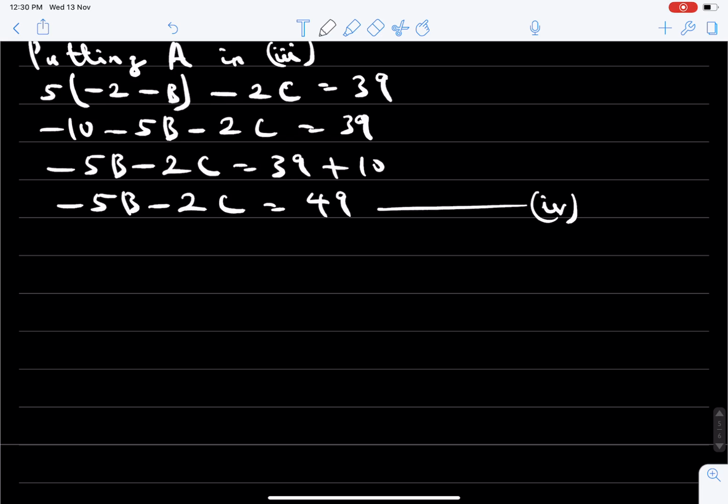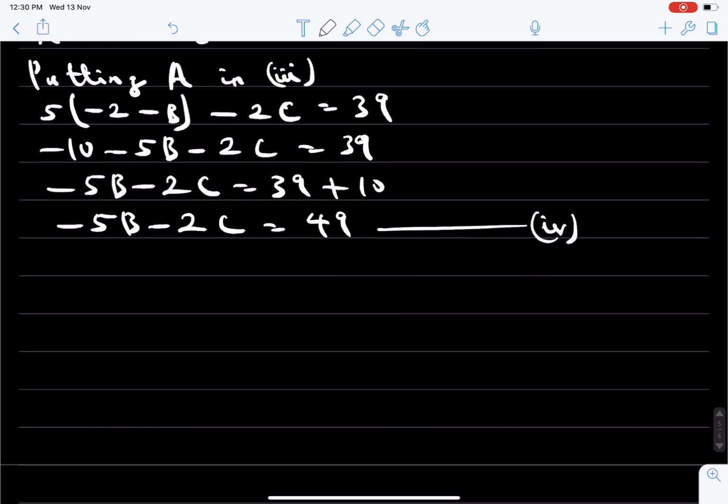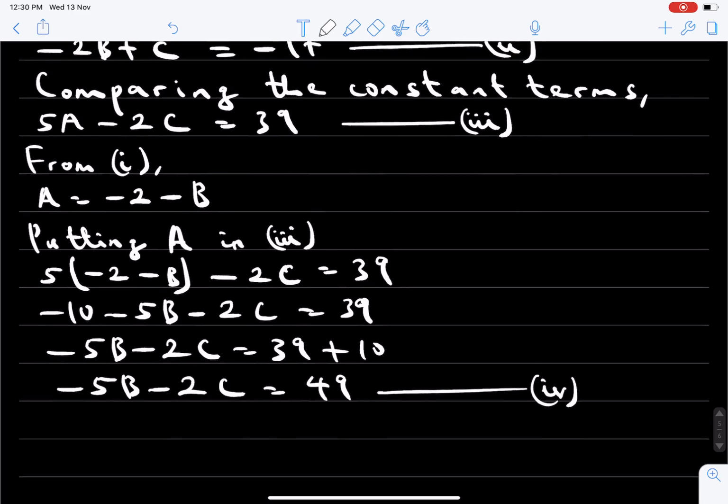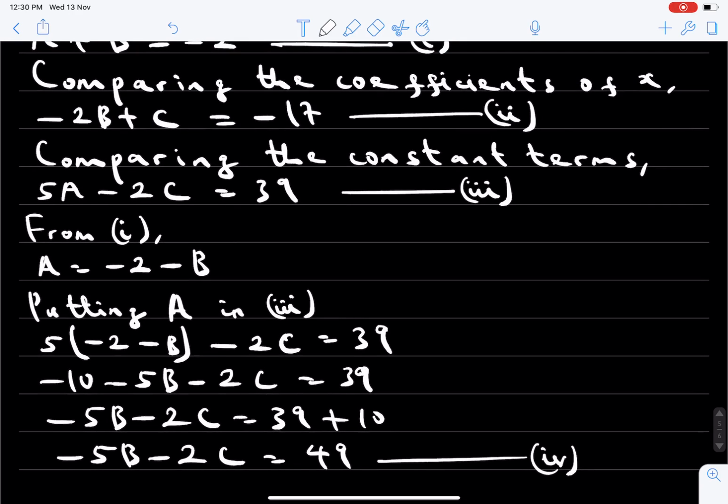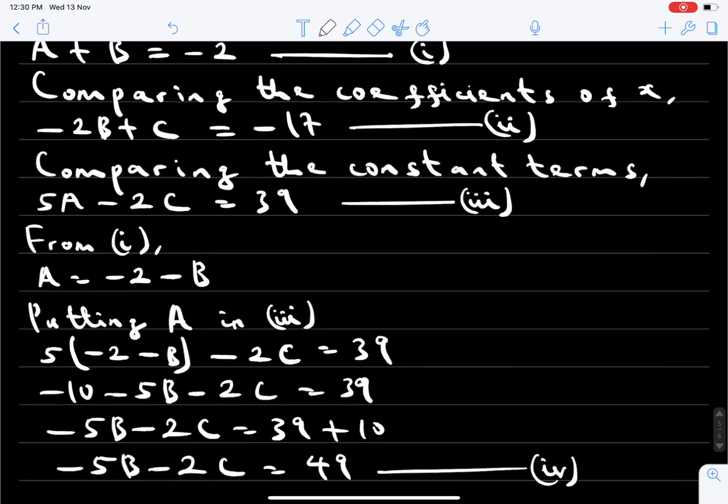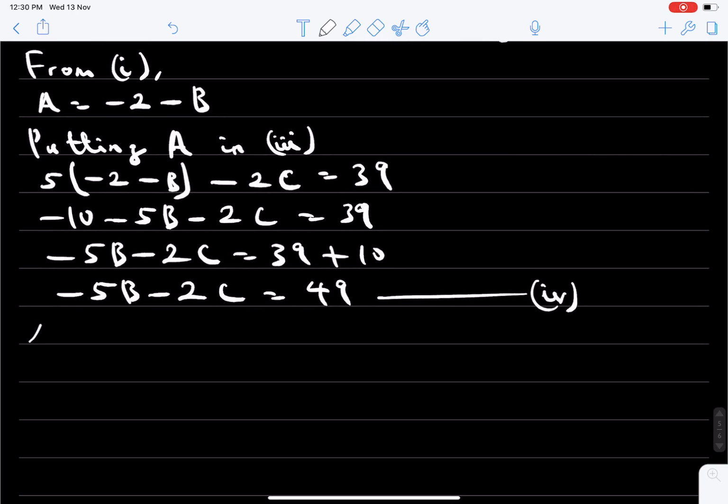That's equation 4. So we now solve equations 2 and 4 simultaneously, because we can see that equations 2 and 4 are in terms of b and c. Solving 2 and 4 simultaneously.